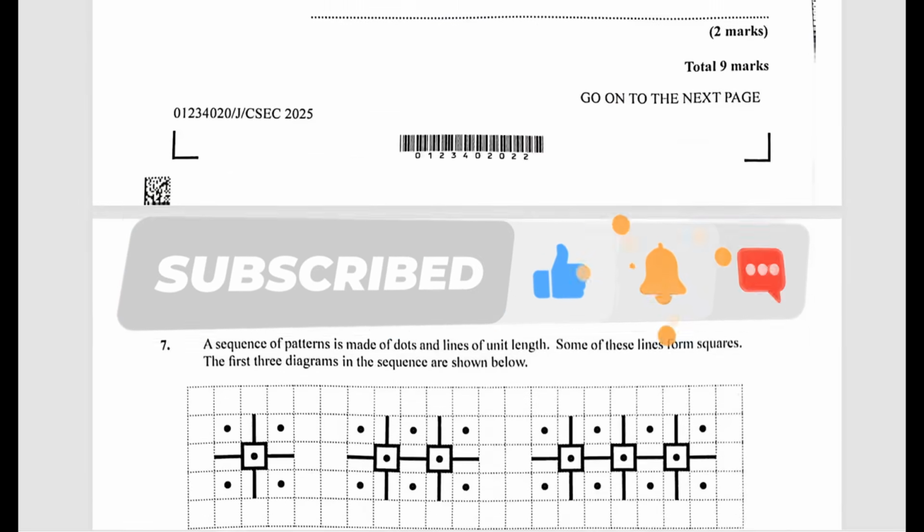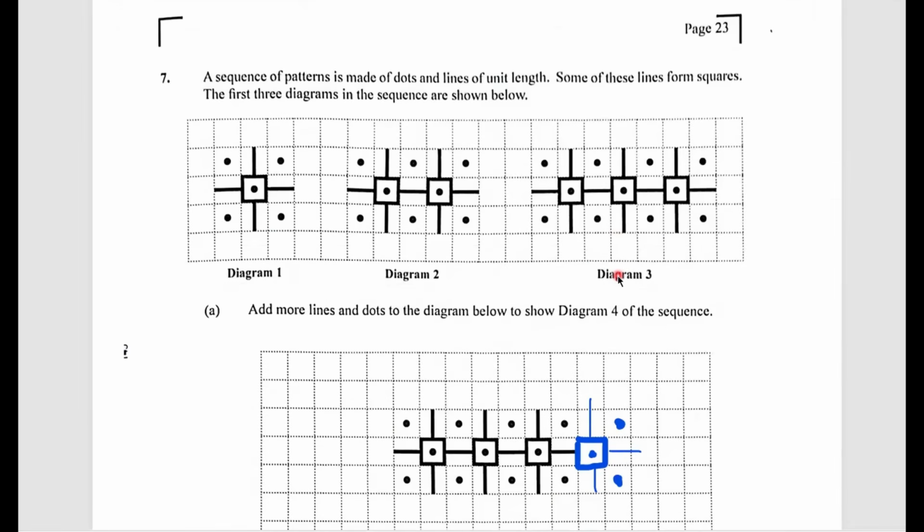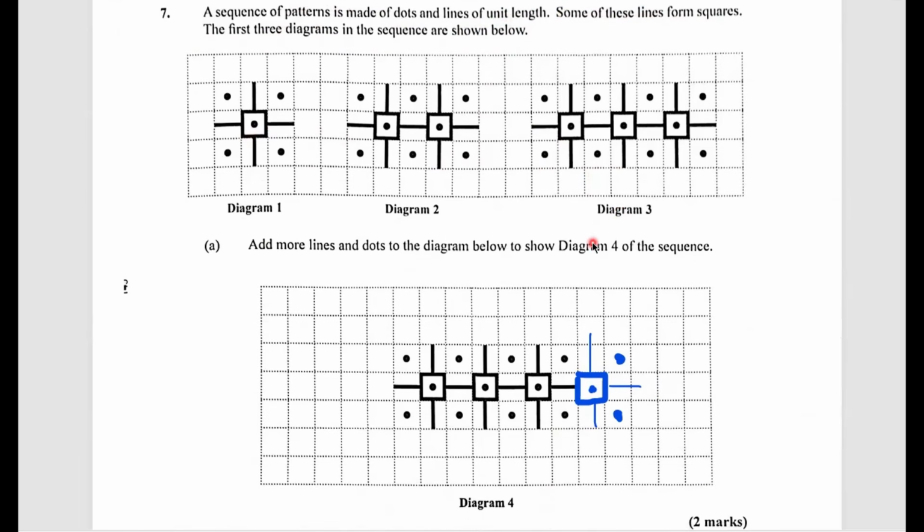So we realize this question is a little lengthy, but we have to keep pressing. We're going on to number 7. A sequence of patterns is made of dots and lines, unit length. Some of these lines form squares. The first 3 diagrams in the sequence are shown below. Wow, okay. We want diagram 4. We just add another box with the dots. 3 more strokes, 2 more dots, yeah.